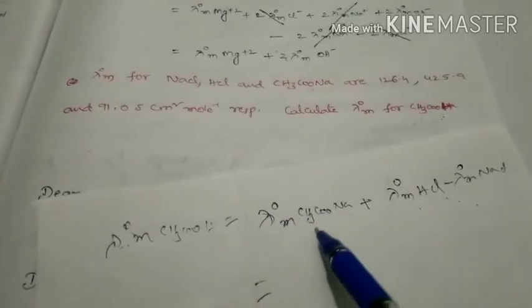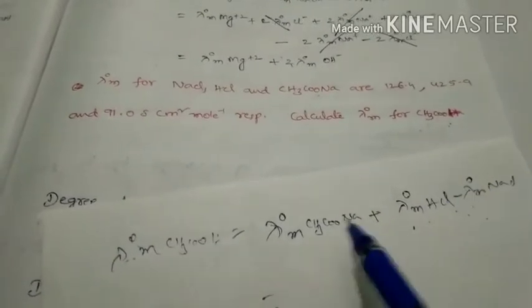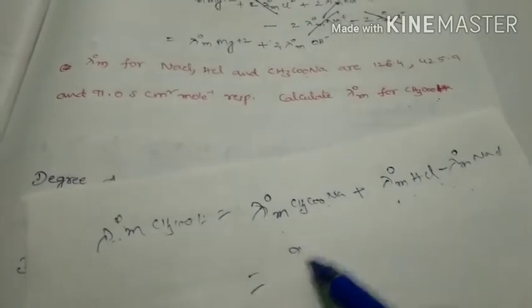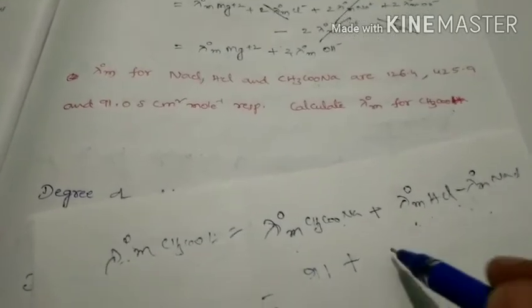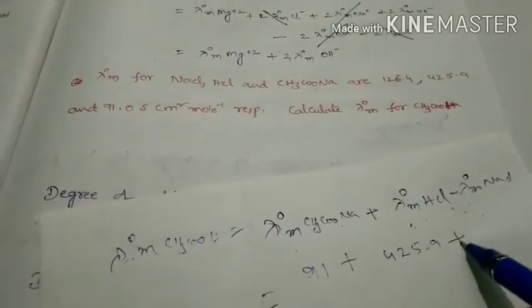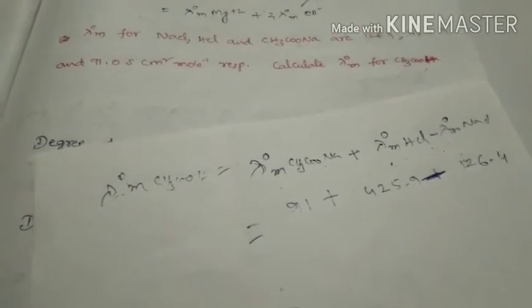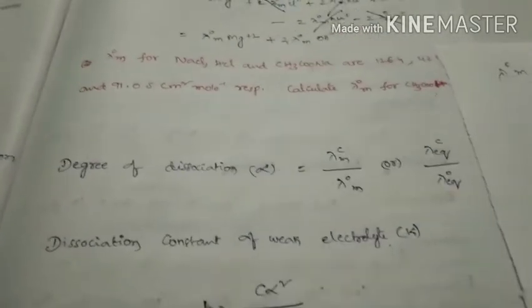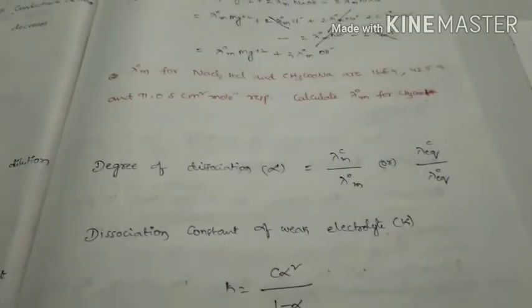Now there is no need to split these ions. You just substitute these values in these expressions. Lambda naught m CH3COONa, that means its value is 91. Lambda naught m HCl, its value is 425.9, and minus 126.4. Then finally we get the value. So these types of problems we face for 1 mark or 2 mark questions at CBSE level.